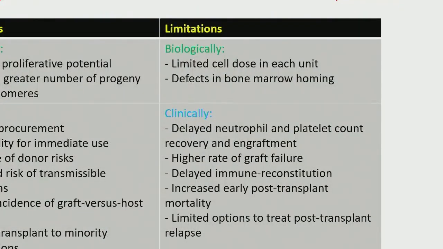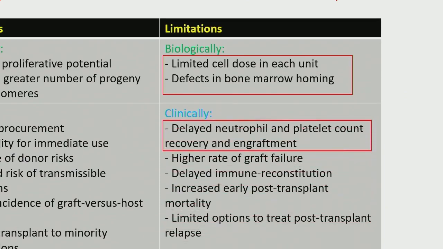So obviously this group knows that cord blood transplantation has very important advantages, but there are two drawbacks, and one of them is there's limited number sometimes in these cord blood units. But also biologically, there might be defects in how they home to the bone marrow, and that results in delayed engraftment, especially when it comes to megakaryocytes or platelets.